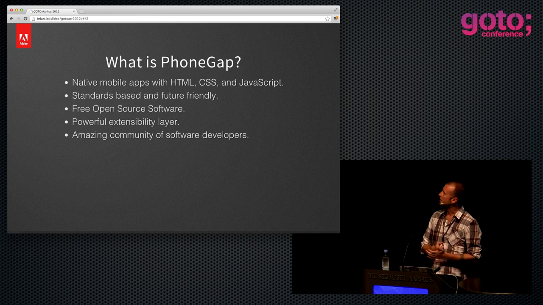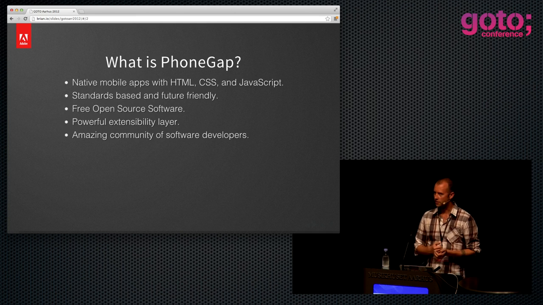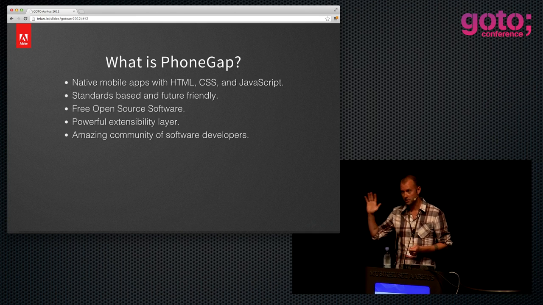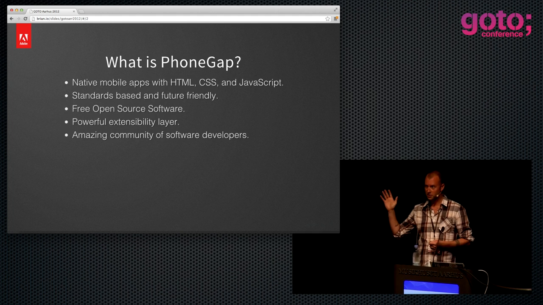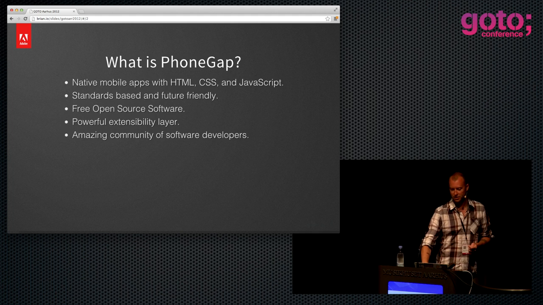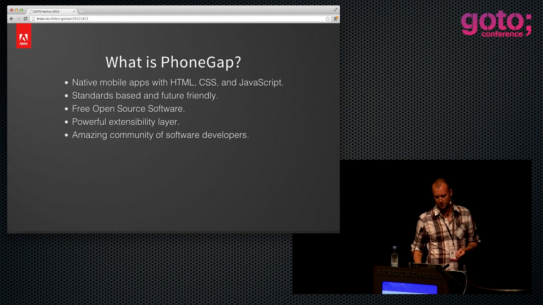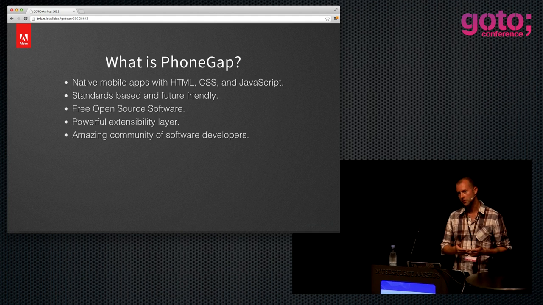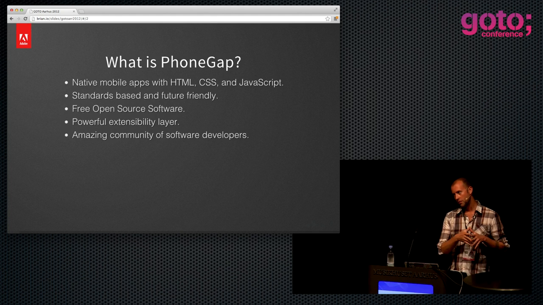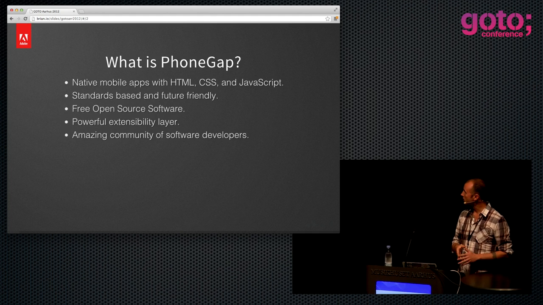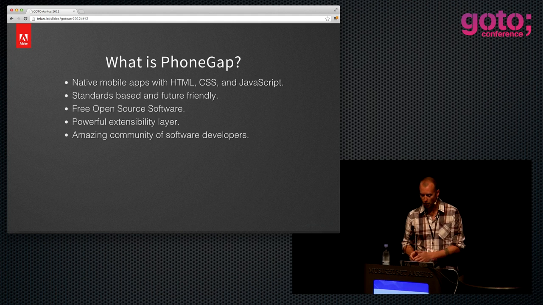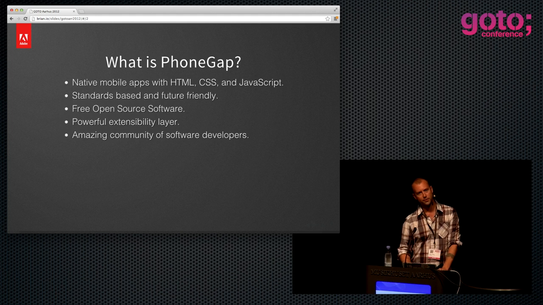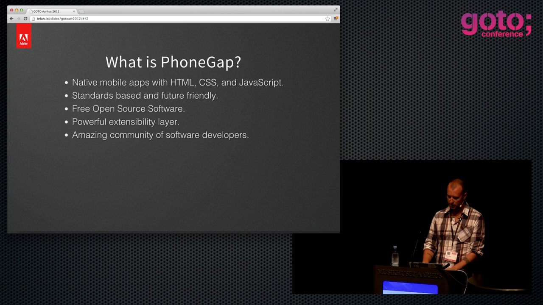PhoneGap lets you build native applications with HTML, CSS, and JavaScript. Has anyone here built a PhoneGap application? Oh, I'm at it. Holy shit, that's actually quite a few people. It's cool. Okay, so the idea of PhoneGap is that it's standards-based, and it's future-friendly. So we're not building applications to current standards. We're actually building PhoneGap applications to what we hope will be future standards. And it's open source software, so it's Apache licensed, which is great.